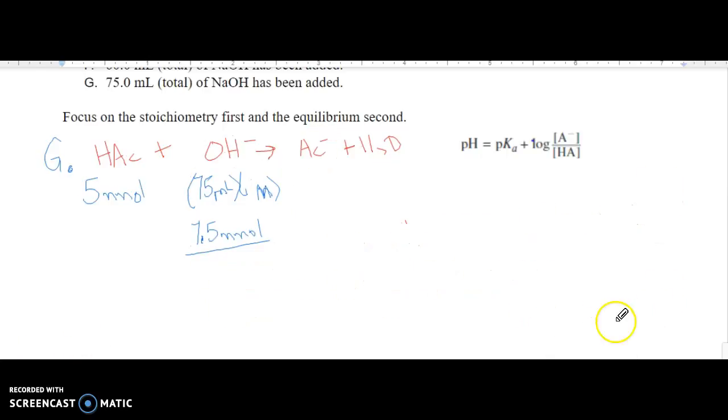Okay, for part G, what you're going to be seeing is my same 5 millimoles of acetic acid. This time I have 75 milliliters of the 0.1 molar sodium hydroxide for a total of 7.5 millimoles. So this time my 7.5 millimoles is again going to react with the 5, so 7.5 minus the 5 millimoles that we had before is going to give me an excess of 2.5 millimoles.